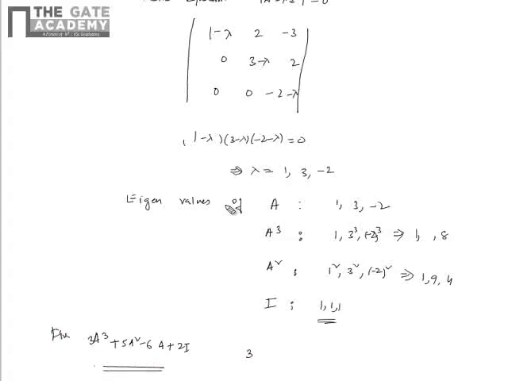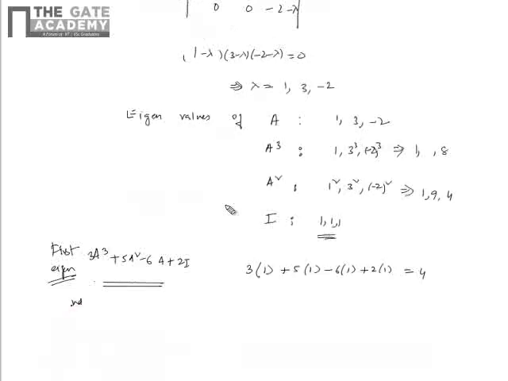Let's first calculate the first eigenvalue. The first eigenvalue of this will be 3 times A cube's first eigenvalue, which is 1, plus 5 times A square's first eigenvalue, which is 1, minus 6 times 1, plus 2 times 1. So this value comes out to be: 3 plus 5 is 8, minus 6 is 2, 2 plus 2 is 4. So that is the first eigenvalue.